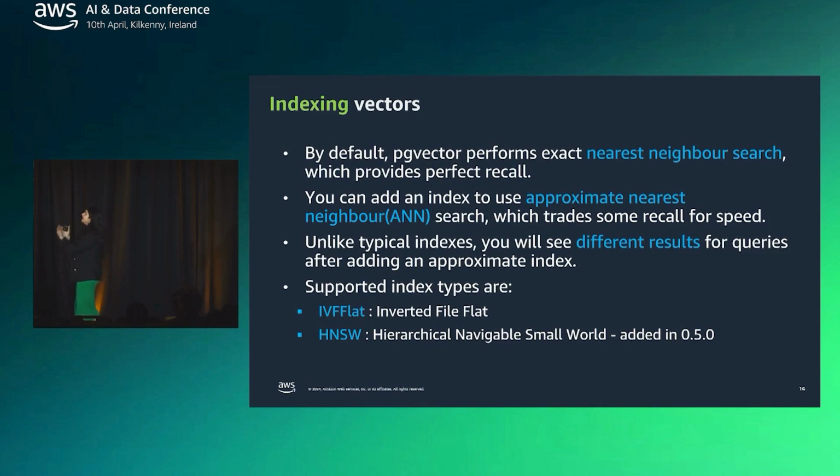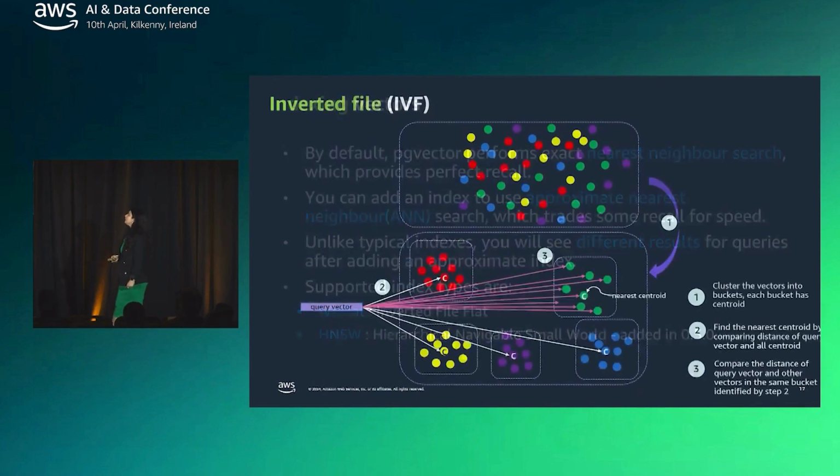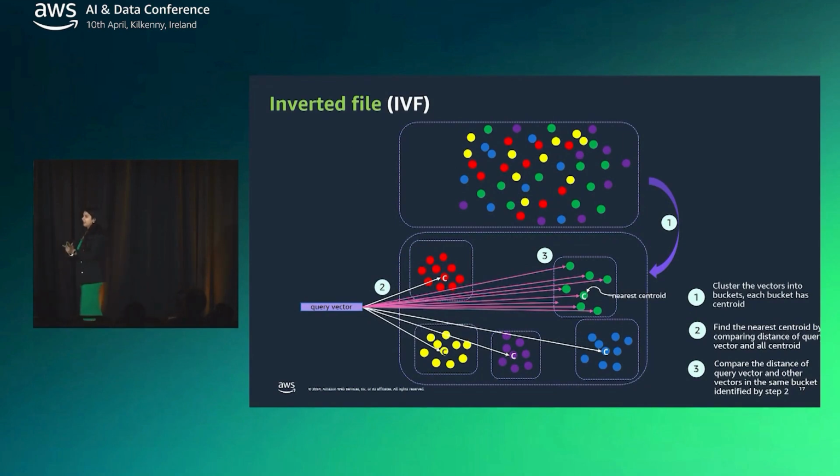Using indexes, you can do an approximate nearest neighbor search with some trade-off in the answer. You might get different answers if you're using indexes, but you trade off for speed, because you're doing an approximate search and not an exact search. It would be faster. At this time, pgvector supports two types of indexes: inverted file flat and hierarchical navigable small world indexes. So let's try to understand these two index types.